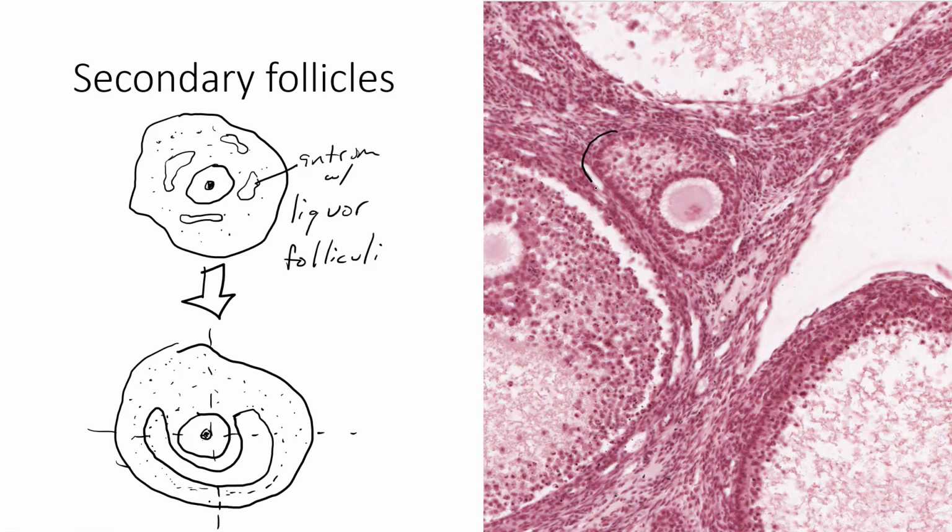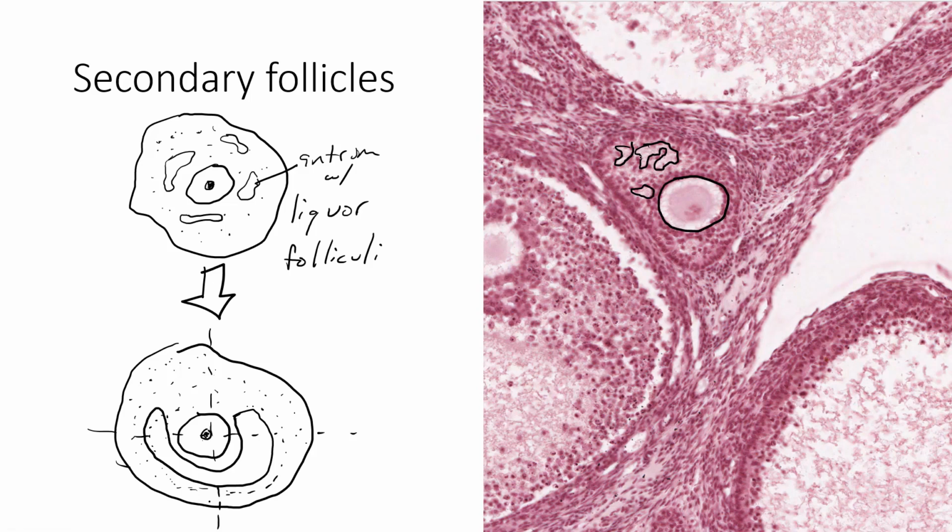So I'll outline the whole thing for you. Here's the egg cell, or oocyte. But here you can see these spaces opening up in between the granulosa cells. This that I'm outlining right now is an antrum. This is going to be filled with liquor folliculi. So this is a fairly early secondary follicle.